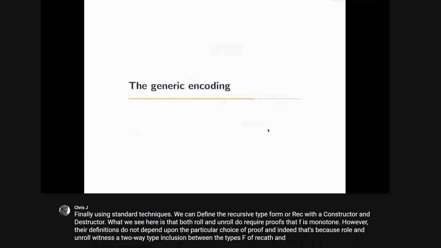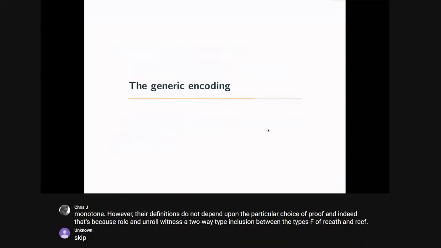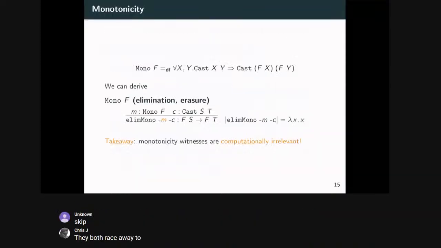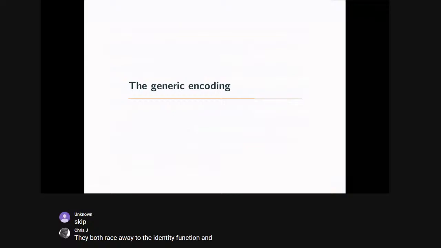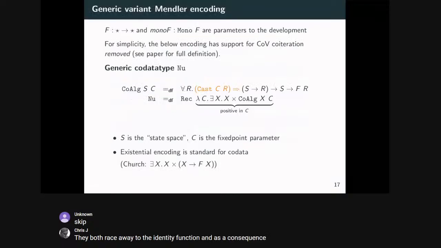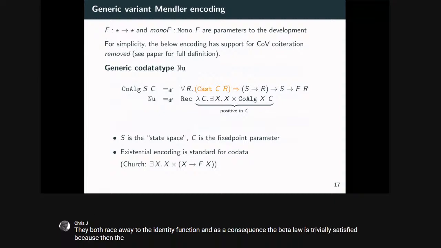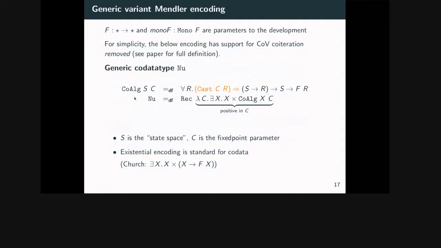All right, so now I want to take a look at the generic encoding, not getting too much into the details, but really pinpointing where the technique is guaranteeing us efficiency. By generic, I mean parametric. We're working with a type scheme F and a witness that F is monotone. For simplicity, the type definitions I'm showing you here for the encoding have had the support for course-of-values co-iteration stripped out, but you can again see the paper for the full definition. The first type definition is coalgebra. Of course, it's the generalization of the shape of the scheme for co-recursion.